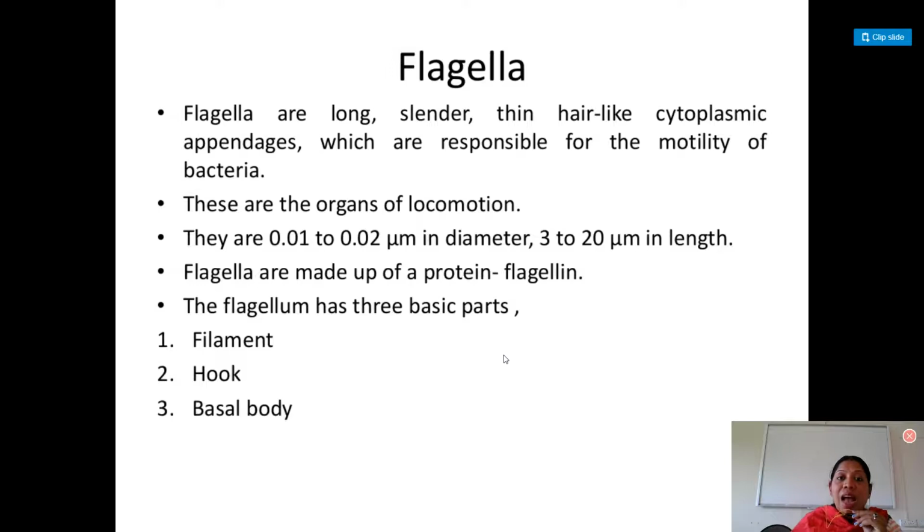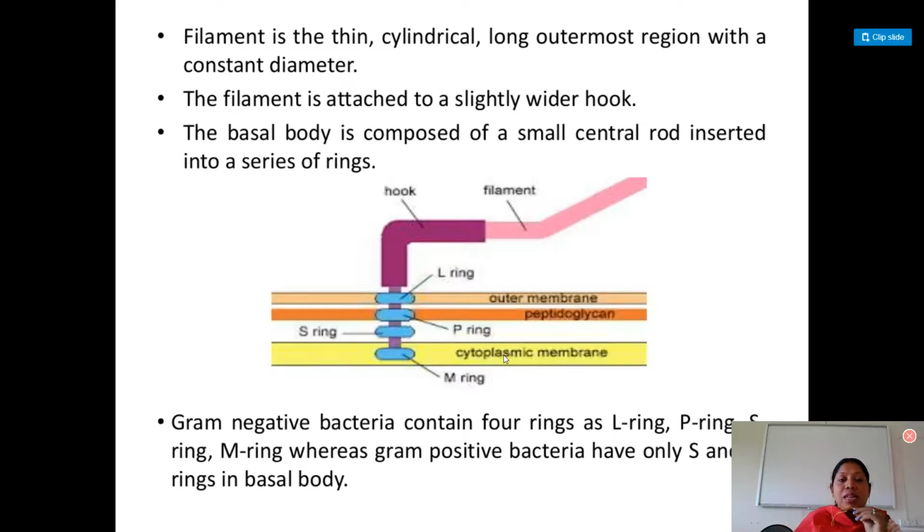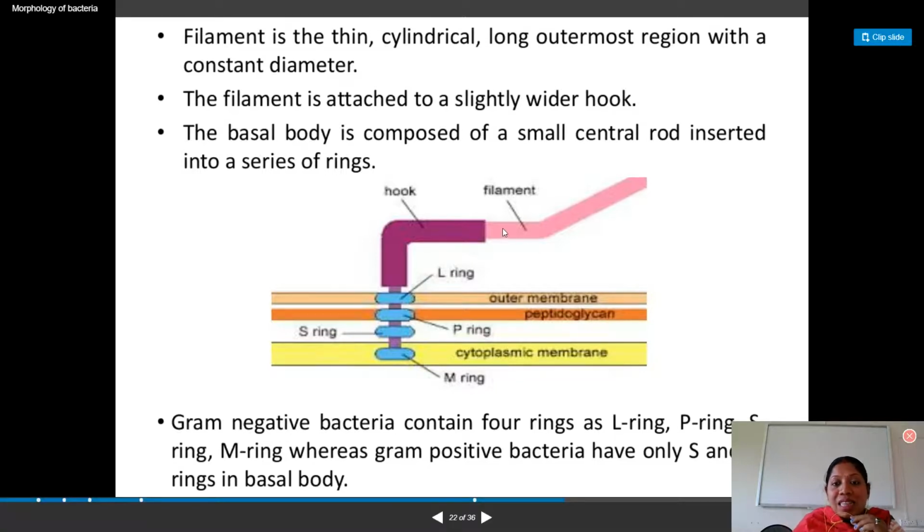The flagellum has 3 basic parts, very important, you should remember. First one, filament. Second one, hook. Third one is the basal body. Yes, this diagram is important. It should be there in your answer sheet if you are writing an answer for flagella. So let us go with what the filament is. The filament is a thin, cylindrical, long, outermost region with a constant diameter. It is attached to a slightly wider region called the hook, or you can say the neck of the flagella.